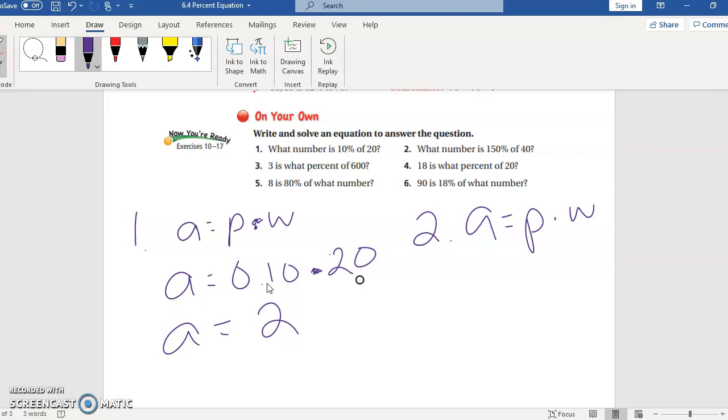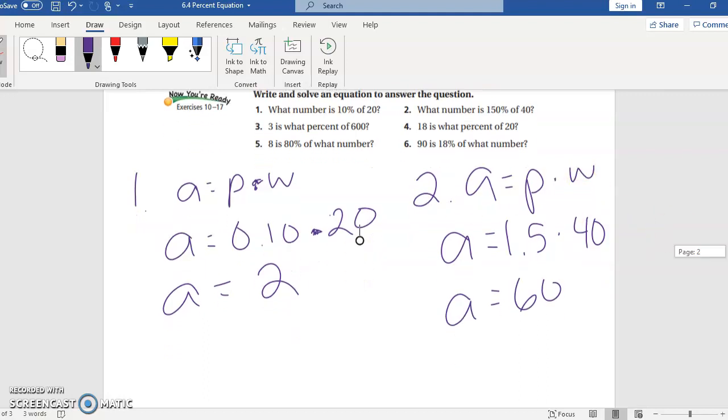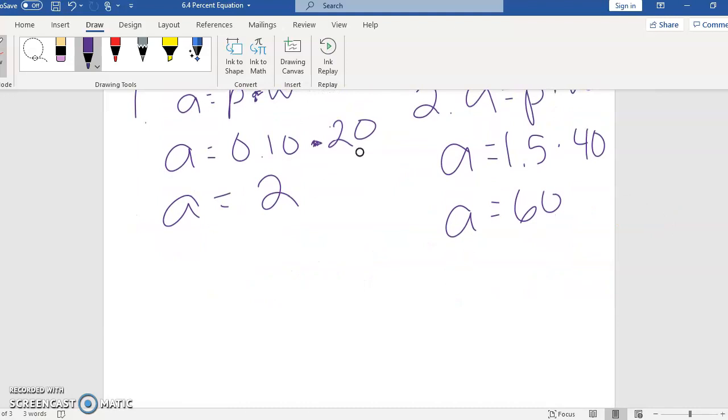So it's the same type of problem. My percent is 150%. If I write that as a decimal, that's 1.5. And then I'm going to take that times 40. So 1.5 times 40 is 60. So A equals 60. Ooh, I hope we're doing good. Those are fun.